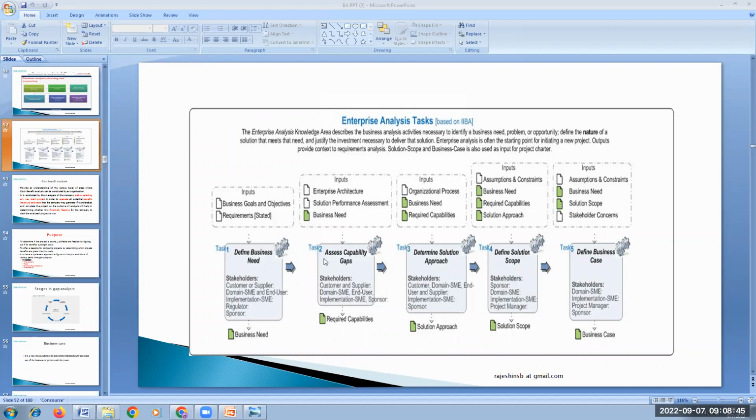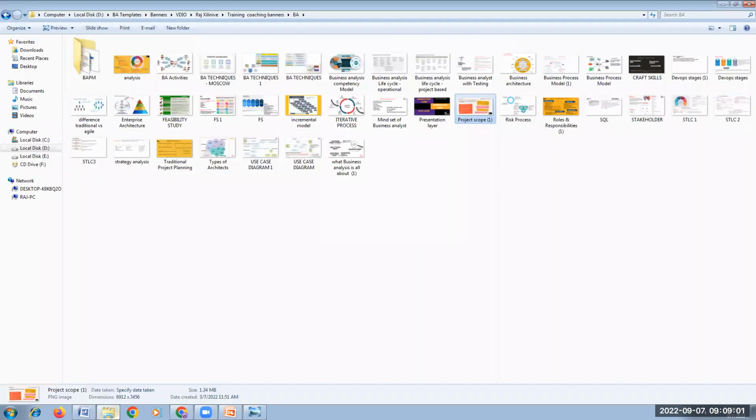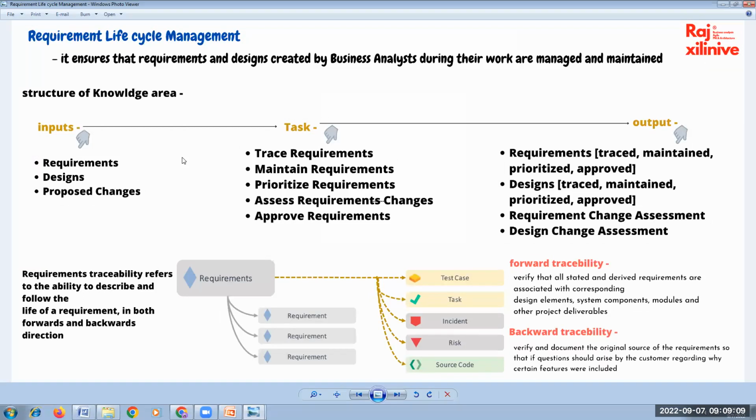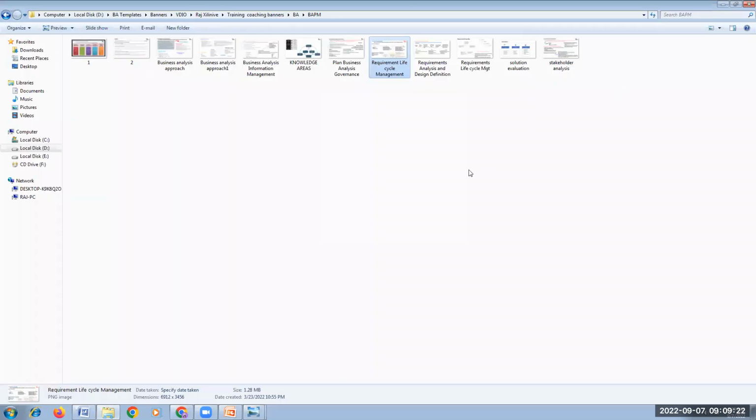No, I haven't skipped requirement lifecycle management. We haven't started yet. That I'm going to start next. If you know about the business need, it will be easier for you to understand, because requirement lifecycle management is again different. This is what generally requirement lifecycle management is, right? There is tracing of requirements, maintaining of requirements, prioritization of requirements, all these are there. I'll be explaining that next. It comes next, need not be worried. I haven't skipped it.